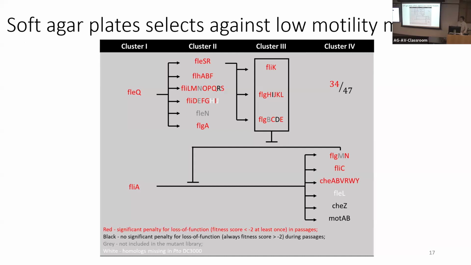And then the red ones are the ones that we found across the 7 replicates we did with 7 total passages, if at any point in time they have a significant penalty for loss of function. So that means those strains, if the bacteria has a loss of function in any of those genes, they're not growing, or we're not getting them from the final samples. Black means exactly the opposite of that, meaning that they are always being recovered. So we found a total of 34 out of 47 of these.